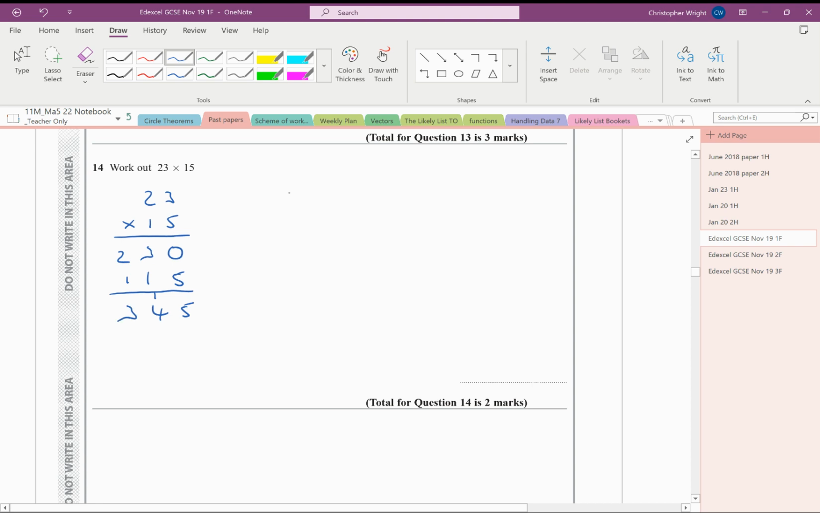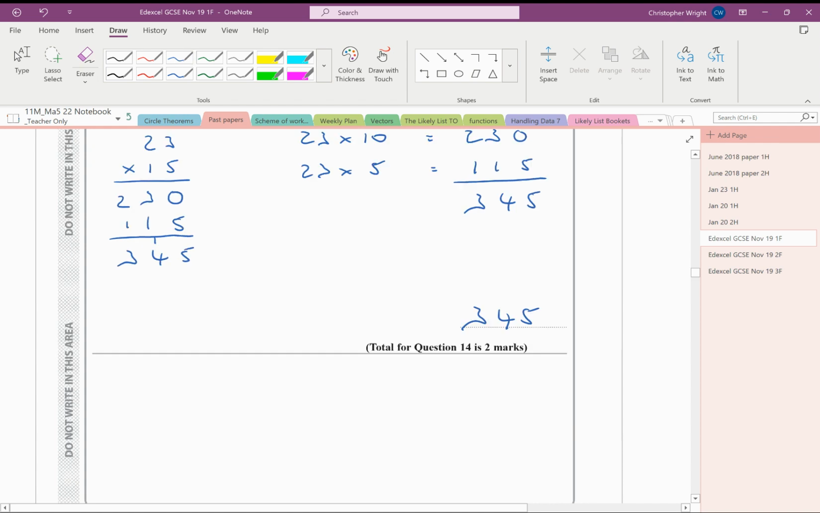Or you might have said, okay, I know 23 times 10 is 230, so I know 23 times 5 is half of 230, which is 115. And so if that's 10 23s and 5 23s, add them up and you'll get 15 23s. So you could have thought about it in those two ways, or maybe in other ways as well.